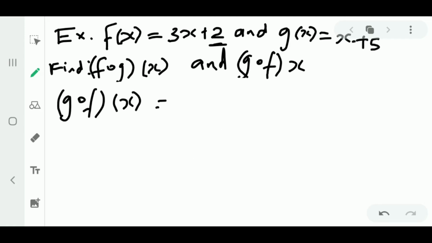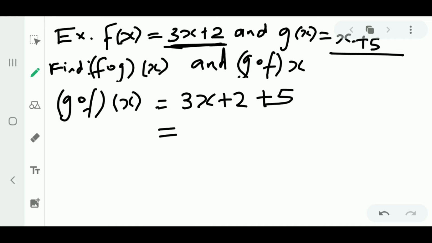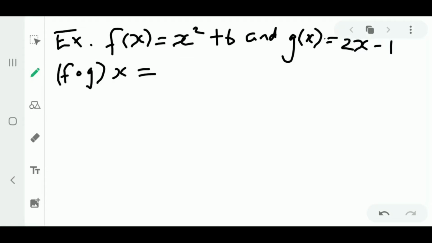Now let's say we want to find g composition of f. Because g comes first, g is now the basis. So we realize that with g, x plus 5. So that means we're substituting the x for what f of x is, which is 3x plus 2. So it's 3x plus 2 plus the 5. So to make this look neater, it's 3x plus 7. And if you go back, you realize that f composition of g and g composition of f is again not the same thing. So let's try one more.